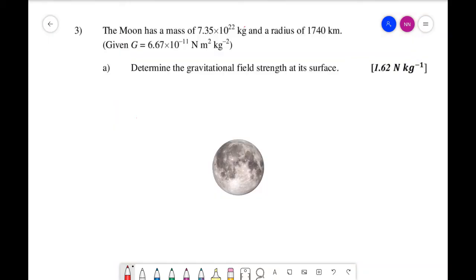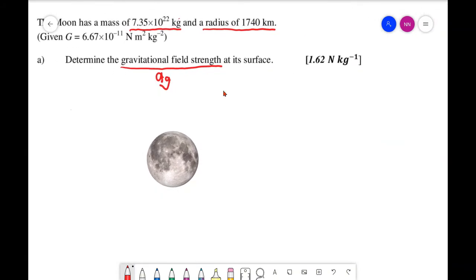Number 3, the moon has mass of 7.35 times 10 to the power of 22 kilogram and radius of 1,740 kilometer. Determine the gravitational field strength at its surface, on moon surface. Okay, gravitational field strength is the Ag. Okay, so formula for Ag is Ag equals GM over R squared, where G is the gravitational constant. Okay, this value, and then M is the point mass. So for this case, point mass is the moon. And then R is the distance between the test mass and point mass.